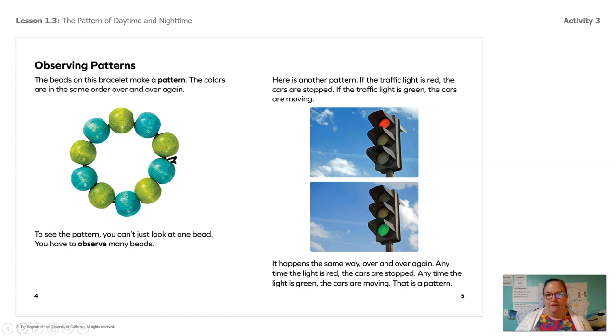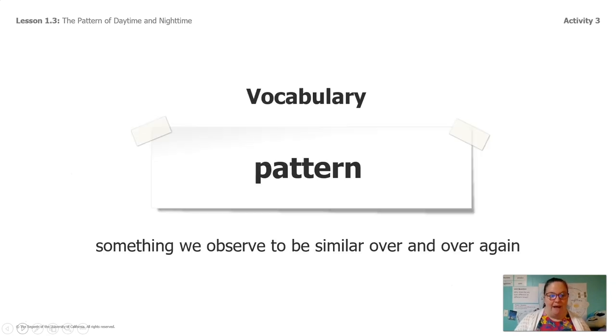Here's another pattern. If the traffic light is red, the cars are stopped. If the traffic light is green, the cars are moving. It happens the same way over and over again. Anytime the light is red, the cars are stopped. Anytime the light is green, the cars are moving, that's a pattern. Okay, so we have pattern: something we observe to be similar over and over and over again.